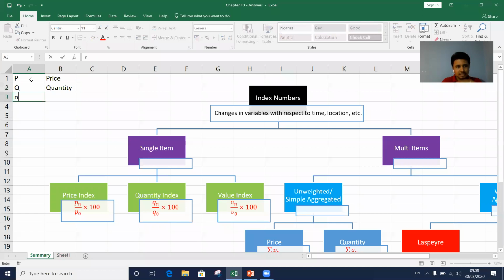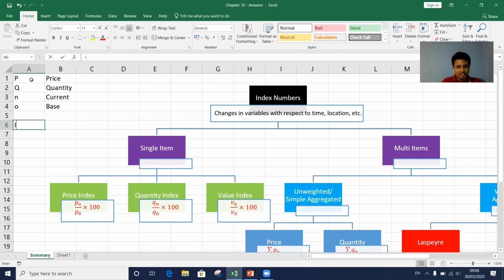Then what does this N stand for? N represents the current value, so the current figures, right? Naught represents the base year figures, right? Current year figures and base year figures.